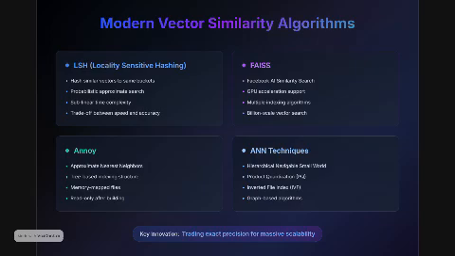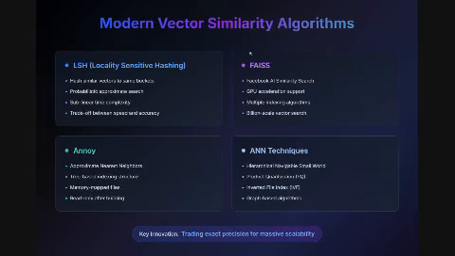The next point is Annoy by Spotify. It builds tree structures for quick vector lookups like approximate nearest neighbors: tree-based indexing structure, memory-mapped files, read-only after building. And ANN techniques include hierarchical navigable small world, HNSW, product quantization, PQ, inverted file index, IVF, and graph-based algorithms. Moving to the next slide.